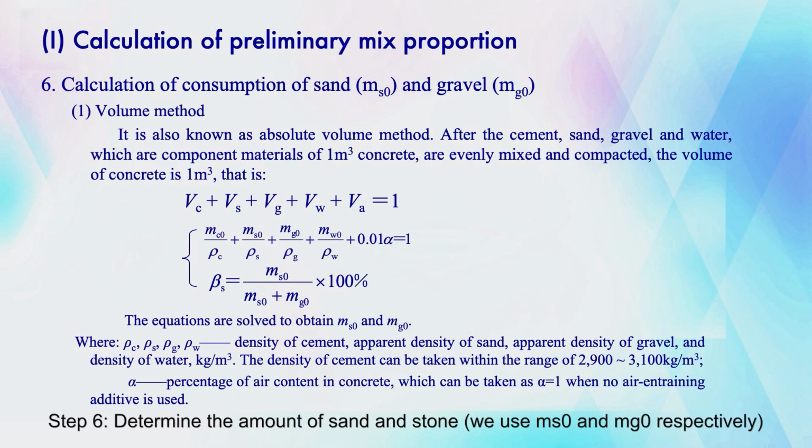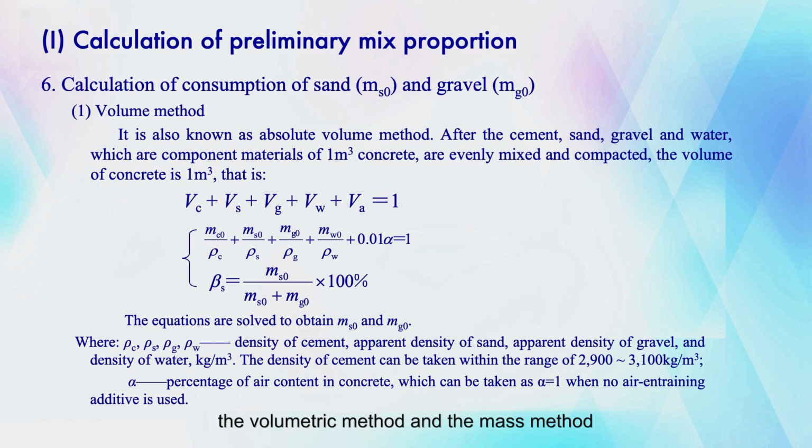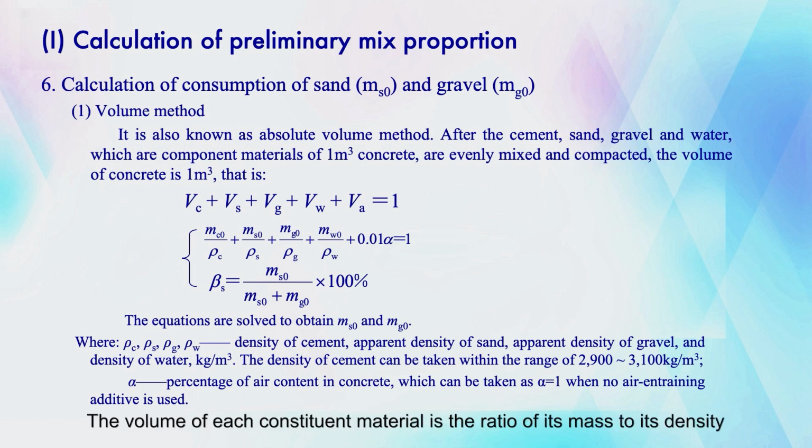Step 6. Determine the amount of sand and stone. We use MS0 and MG0 respectively. Two methods can be used to calculate the quantities of sand and stone: the volumetric method and the mass method. In the volumetric method, assume that the volume of 1 cubic meter of concrete mix equals the sum of the absolute volume of each constituent material and the volume of air contained in the mix. The volume of each constituent material is the ratio of its mass to its density.